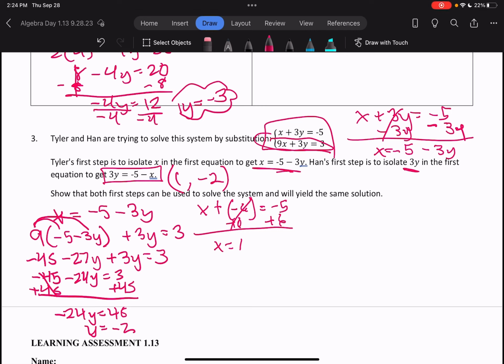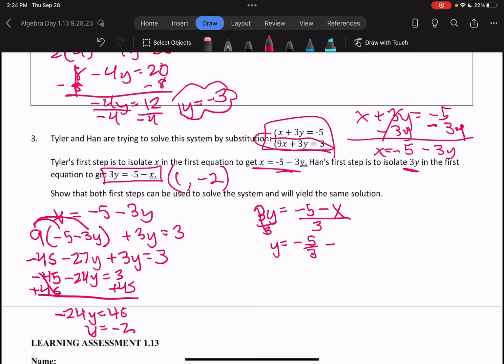Let's try Han's way. So Han decided to make things a little bit more complicated, and he used the second equation and said, okay, we have 3y equals negative 5 minus x. All right, so now I would have to solve for y and divide both sides by 3. So we get y equals negative 5 over 3 minus 1/3 x, or minus x over 3. Either way that you want to write it is fine. Now I have to take this and substitute into the other equation for y.